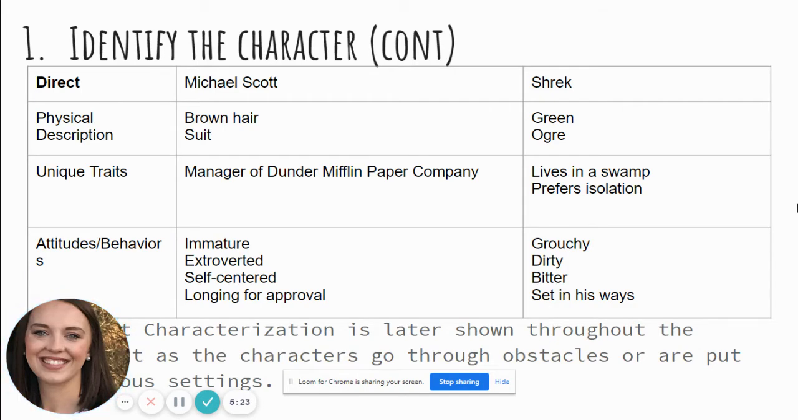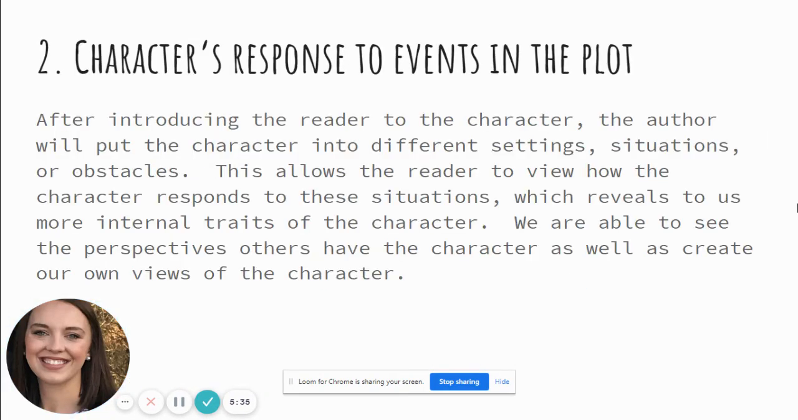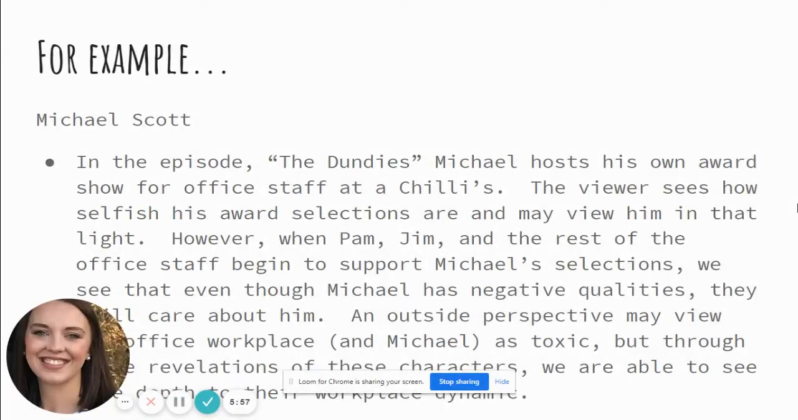Then we see that the characters change over time, and we see that throughout the rest of the text through indirect characterization, as we see how they respond to the obstacles and the settings that they are placed in. So once again, just to reiterate, after introducing the roots of the character, the author will put the character into different settings, situations, and obstacles. It allows us to view how they respond to that, and that reveals to us more internal traits of the character. We can see the perspectives others have of that character as well through this, and then we can develop our own views of the character.